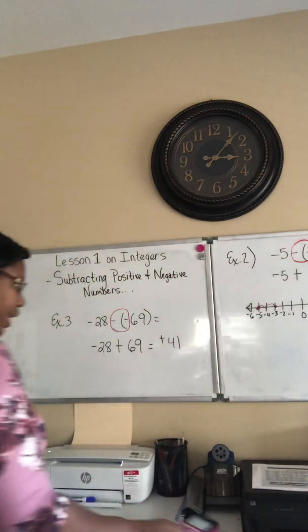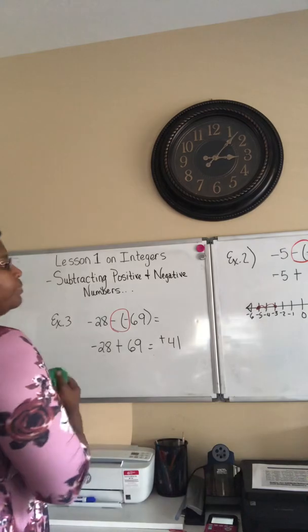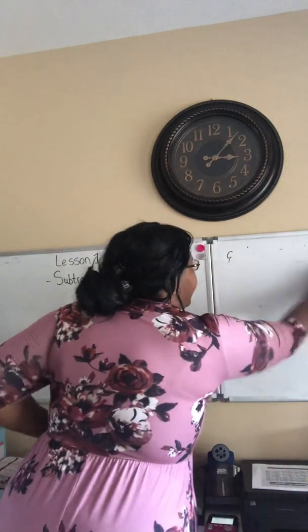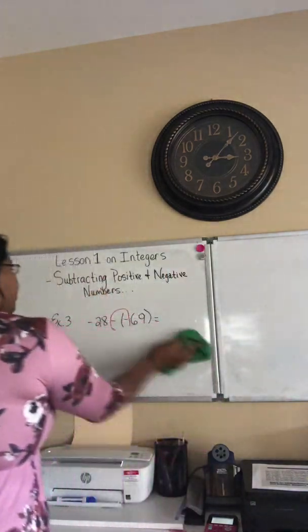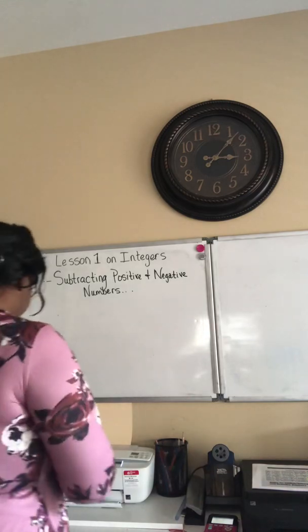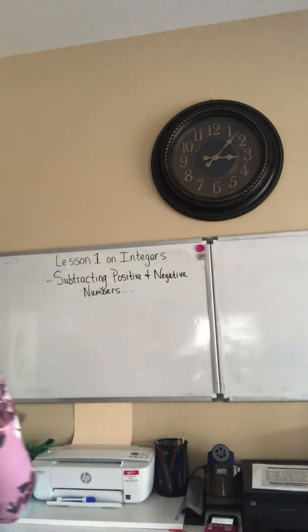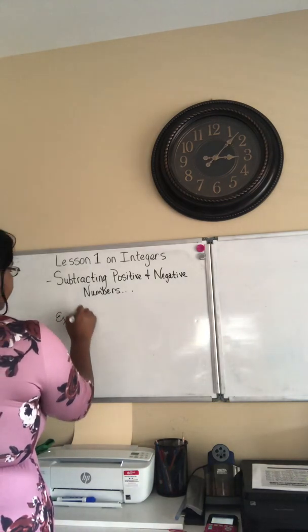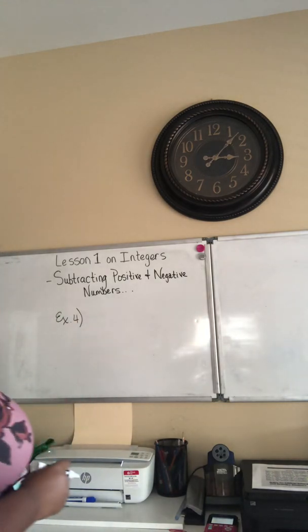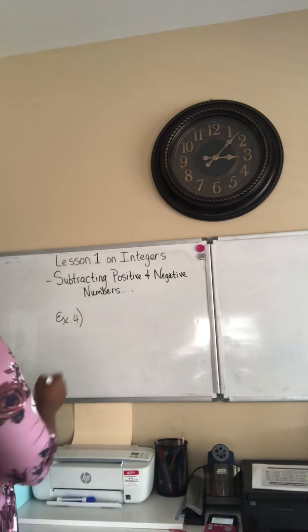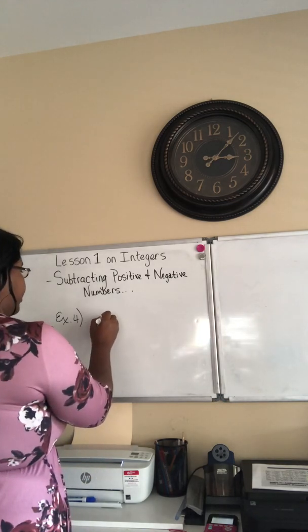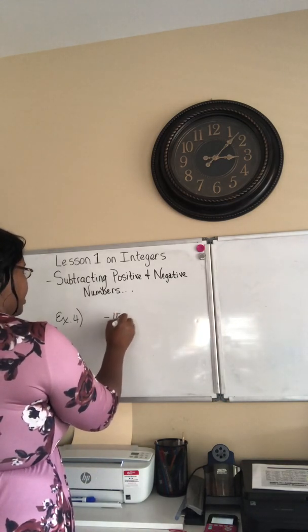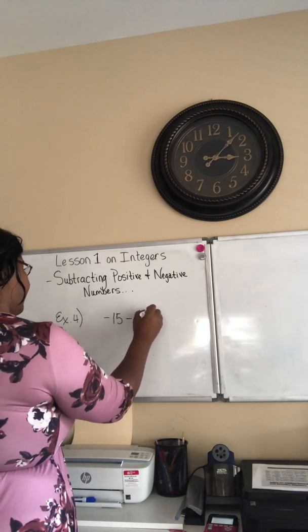Now, let's look at another example of this. Let's look at what happens when you have an example that looks like this. So let's say we have -15 minus a -5.